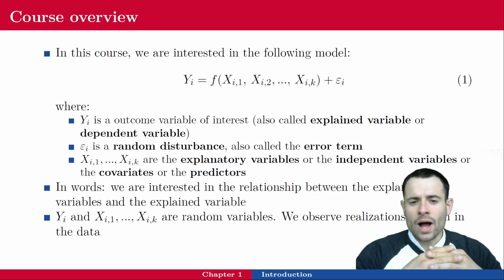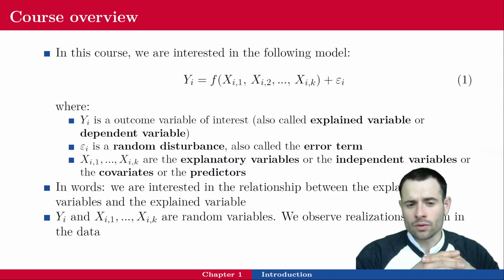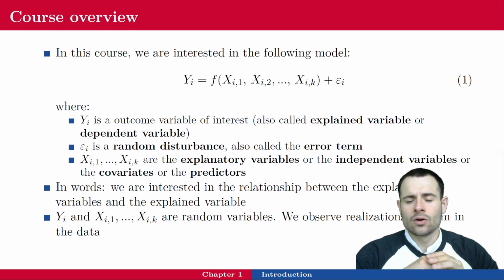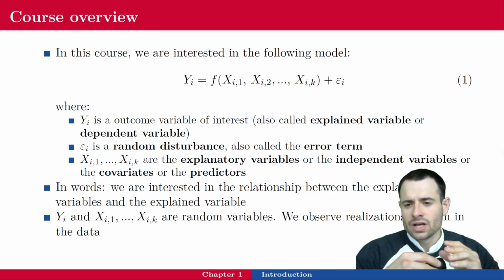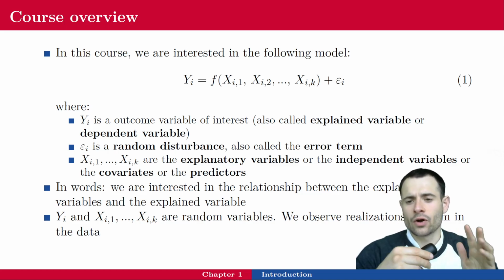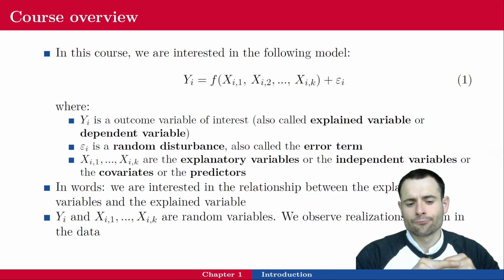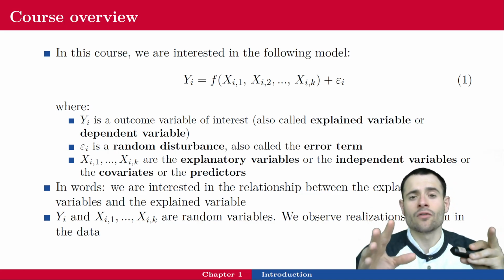I mentioned that Y and X are in uppercase form, which means that they are random variables. We observe realizations of them in the data. So when it's a realization, I will be using lowercase letters, small y and small x. Epsilon is also random, but in the literature, it's commonly accepted to use the term epsilon for an error term without having to use the uppercase form. So this is the overall overview of the course.